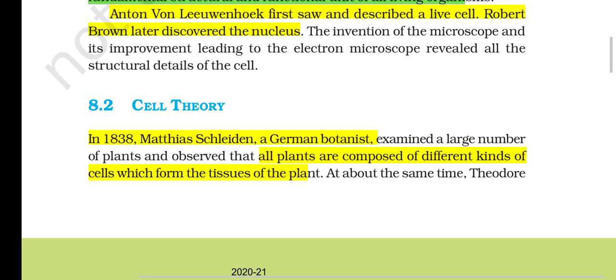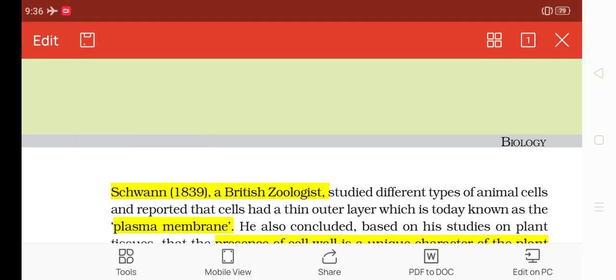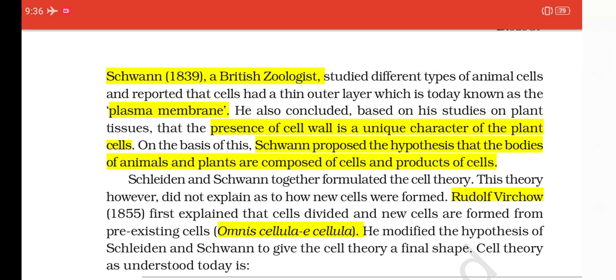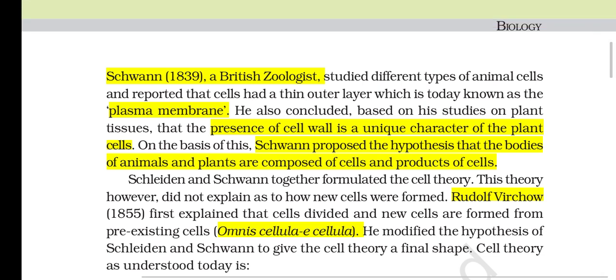all plants are composed of different kinds of cells which form the tissues of the plant. At about the same time, Theodor Schwann, 1839, a British zoologist, studied different types of animal cells and reported that cells had a thin outer layer which is today known as the plasma membrane. He also concluded, based on his studies on plant tissues, that the presence of cell wall is a unique character of plant cells. On the basis of this, Schwann proposed the hypothesis that the bodies of animals and plants are composed of cells and products of cells.